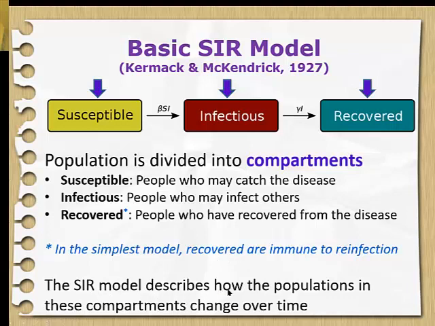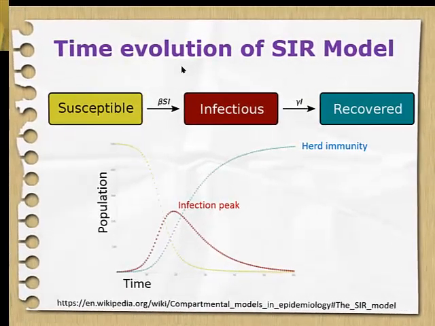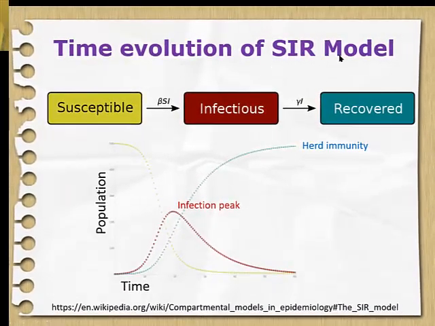The SIR model describes how the population in the compartments change over time. So I would like to know how many infectious people there will be in 1 day, 1 week, 1 month, and then I can plan accordingly. I don't want to have too many infectious that will be too much for my hospital to handle. So SIR, as I mentioned, predicts the time evolution of the disease.